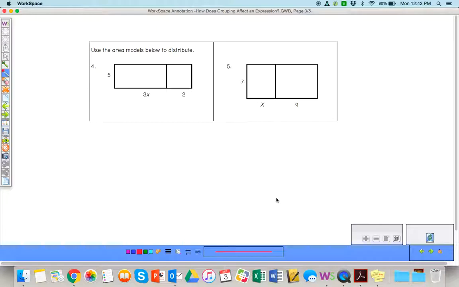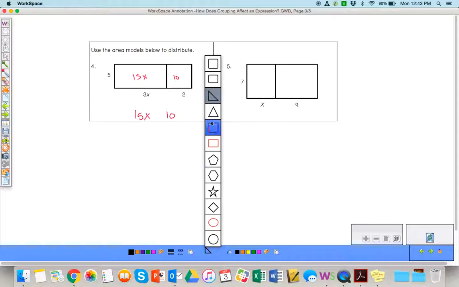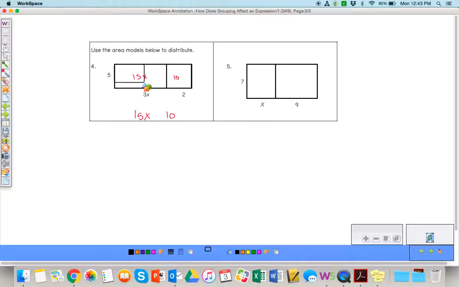It says use the area model below to distribute. Area is length times the width. So we're going to do 5 times 3x, which is 15x. And then 5 times 2, which is 10. If I put those two things together, this is 15x and this is 10. Together they tell me the area of that entire box.